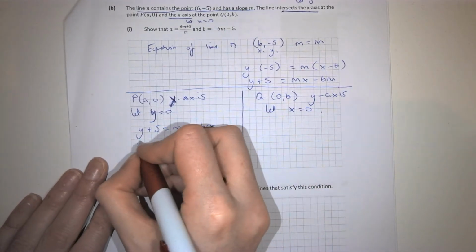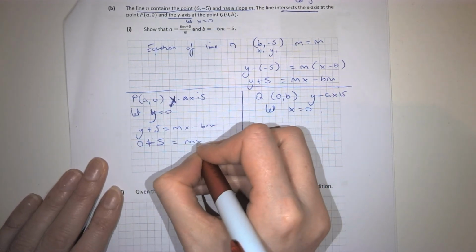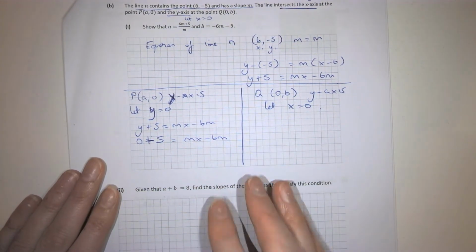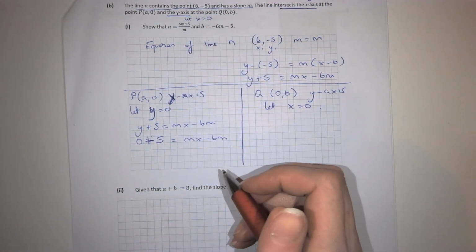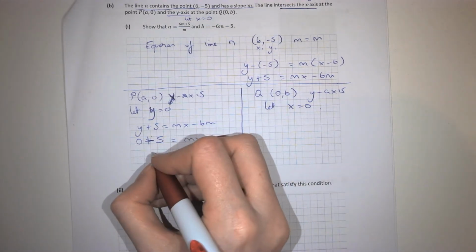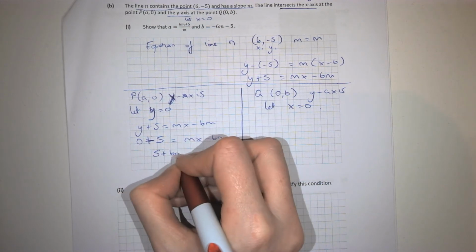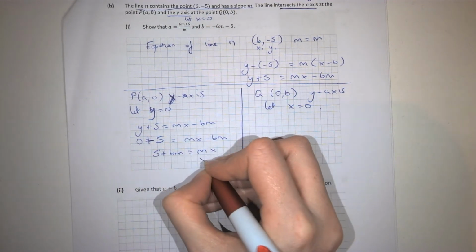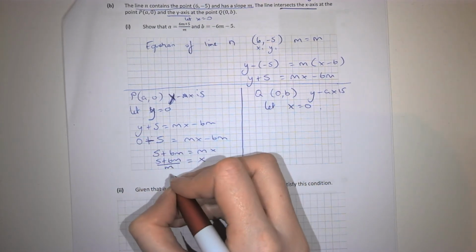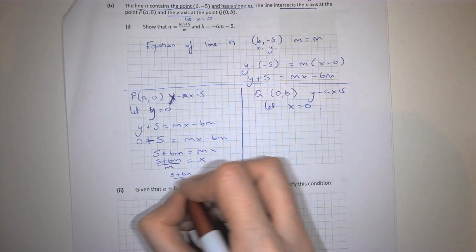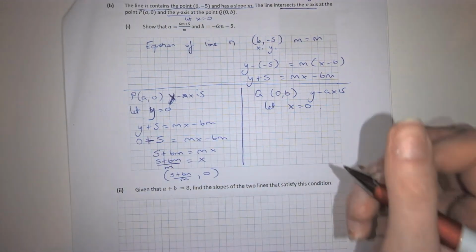And y equal to naught is 0, so that would mean plus 5 is equal to mx minus 6m. And again, we're trying to show that a is (6m plus 5) over m. So 5 plus 6m is equal to mx, and x is equal to (5 plus 6m) over m. So a is ((5 plus 6m) over m, 0), which is what we were trying to show.